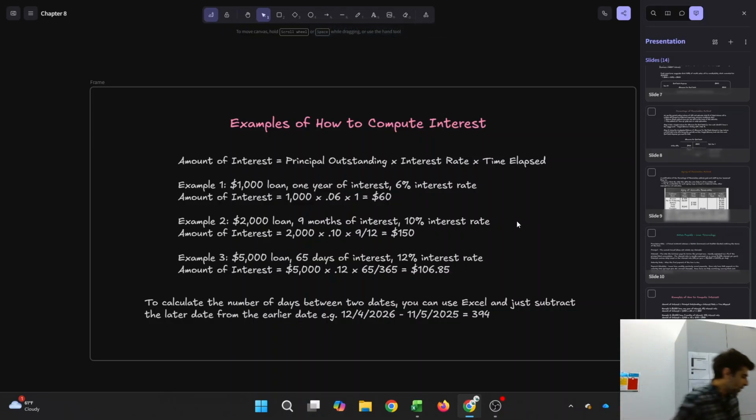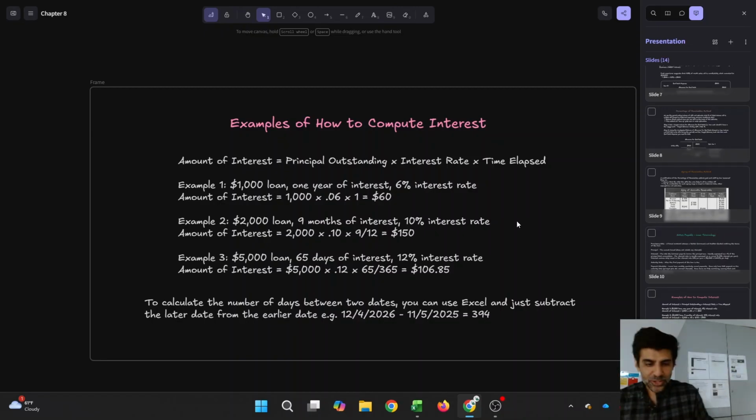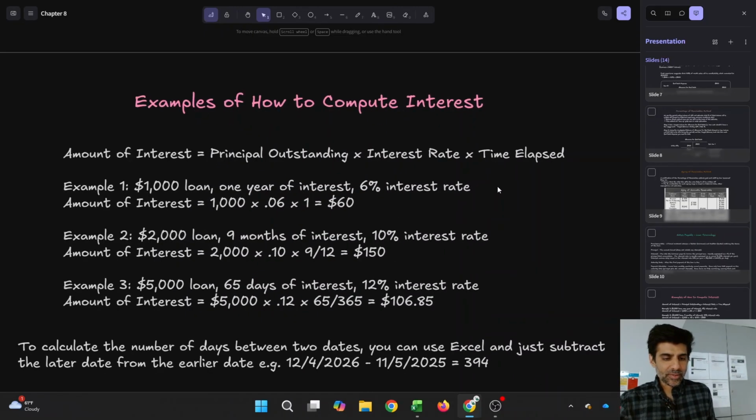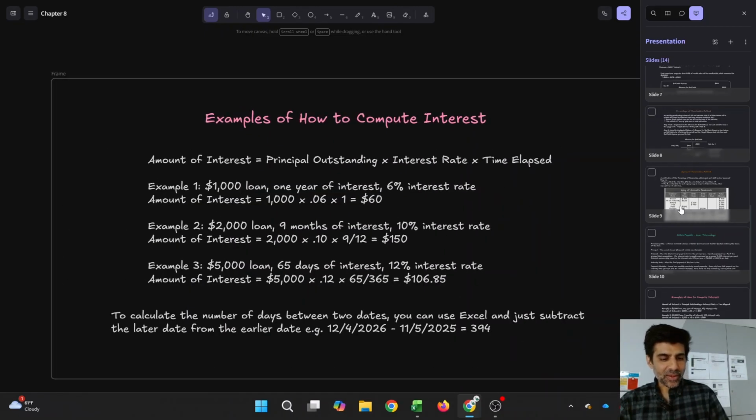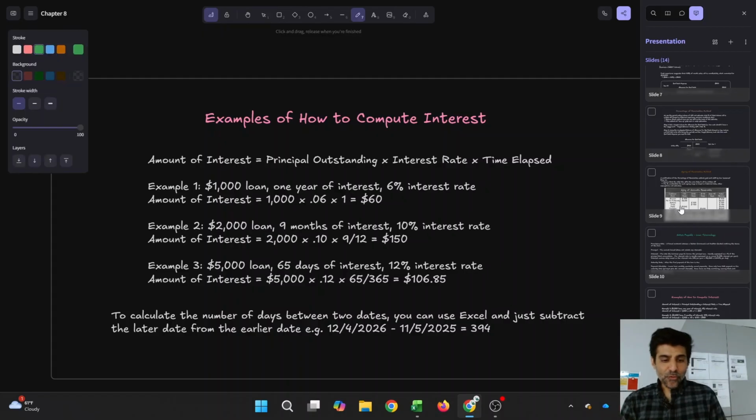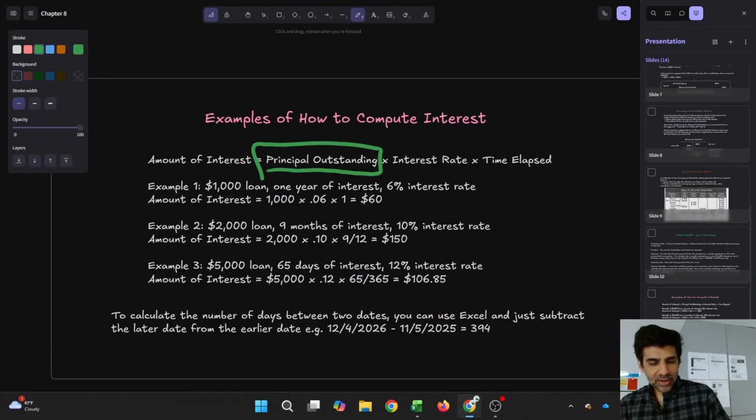I think most people know how to do this, hopefully. But how to compute interest, okay? Some examples. I guess the formula is you take the principal outstanding times the interest rate times the amount of time.